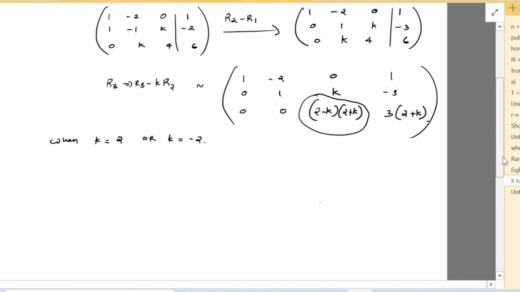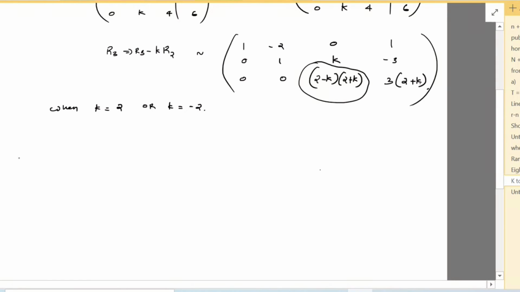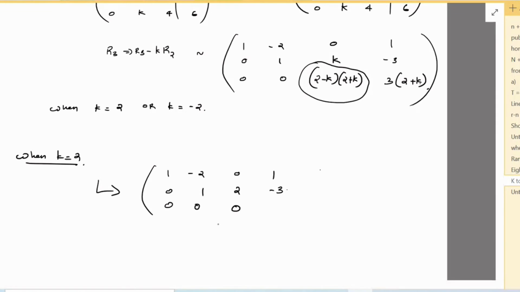So we will take the possibilities. First one is k equal to 2. What happens? What happens when k equal to 2? So when k equal to 2, this echelon form will be what? That will be 1 minus 2, 0, 1, 0, 1, k equal to 2. So it will be 2 minus 3, 0, 0, 2 minus k into 2 plus k, that will be 0. And the fourth element, that will be 3 into 2 plus k, which will be 3 into 2 plus 2. That is 3 into 4, which is 12.